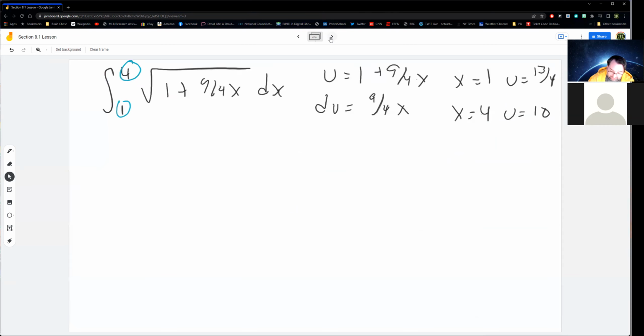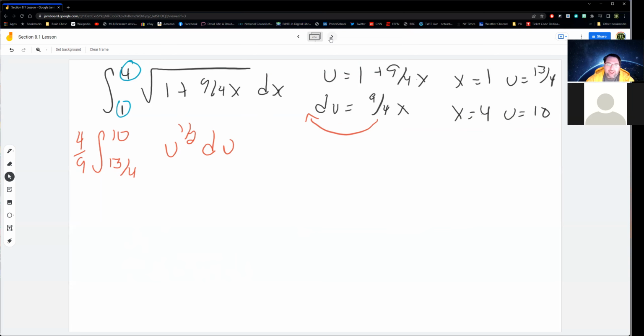So this new problem that I have becomes 13/4 to 10, and it's the square root of u du. Oh, and I got to do one thing. I forgot to move the 4/9 over, and the 4/9 is in front because I bring that over to that side. So basically all we're doing is we're taking all of it and changing it all to u's. And now I want my problem solved in terms of u's instead of in terms of x's.